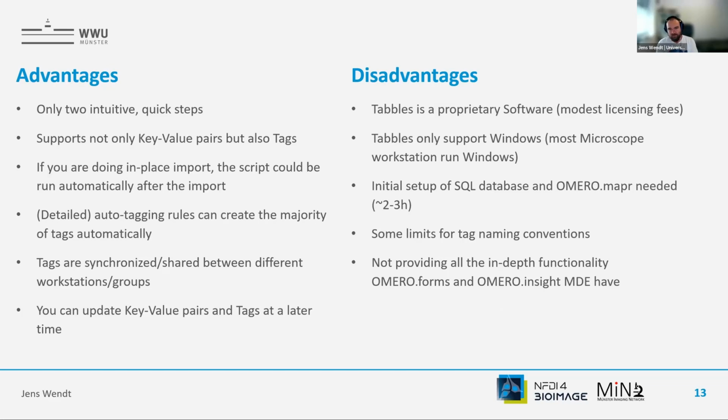It doesn't only support key value pairs, but also tags, which is nice. And if you're doing, for example, in-place import, the script could be run automatically after the import. The detailed auto-tagging rules can create the majority of tags automatically. Let me go a little bit into depth here. For example, you're always looking at Drosophila, a specific cell type, and you're always using DAPI to stain the nucleus. So you set up, on the microscope workstation, a folder with your name.